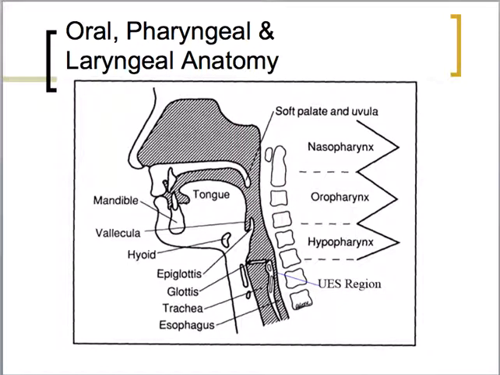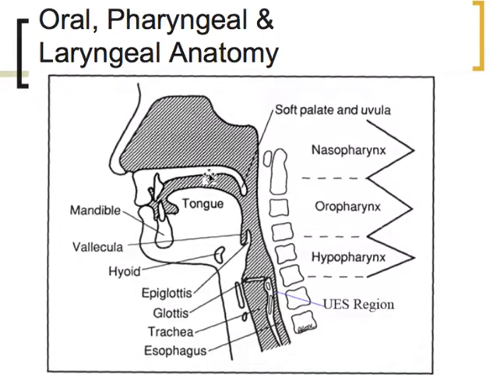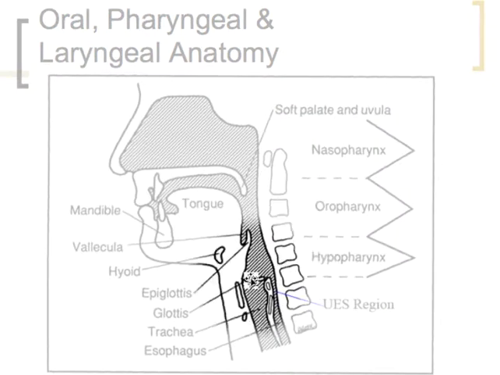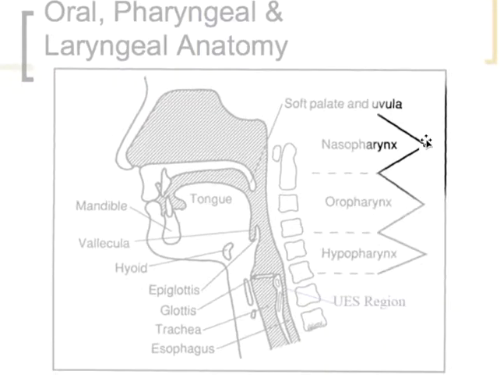Here's a mid-sagittal section of the head and neck displaying the anatomy that will be of interest to us in this course. We have the oral region, the pharyngeal region, and the esophageal region. And the pharynx can be subdivided into the nasopharynx, the oropharynx, and the hypopharynx.